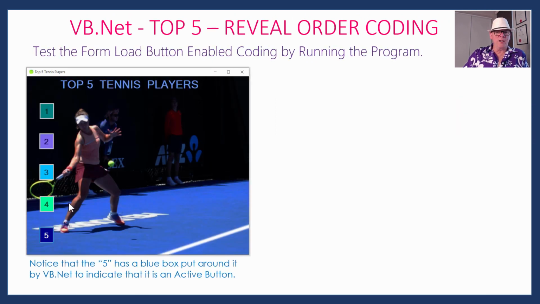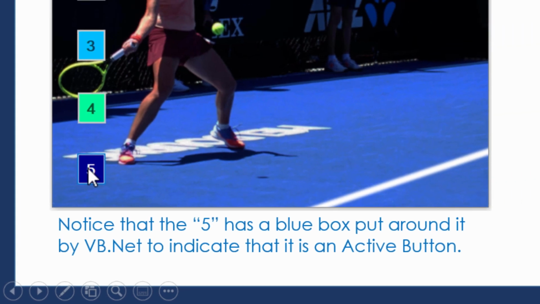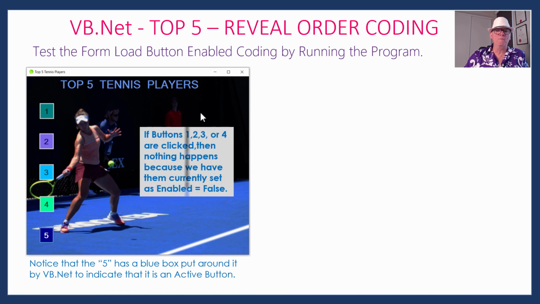All right, so notice that the 5, yeah, we've done that now. If we run the program, notice that these ones are actually disabled and 5's enabled. If you look carefully, you can see this light blue box around it, which is the way VB.NET indicates that this is an active button. It's leaving these ones all normal because they're not enabled at the moment. So if you click on buttons 1, 2, 3, and 4 after adding that code in the form load subroutine, nothing will happen, because they're not enabled.